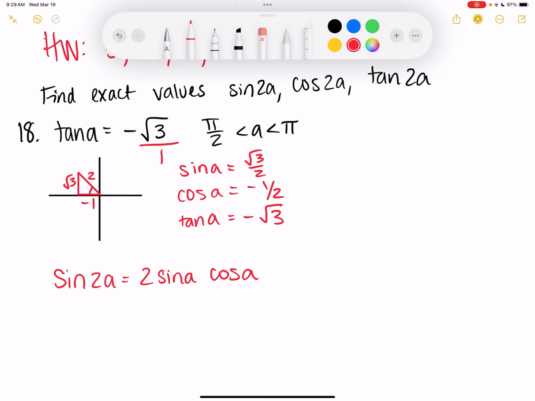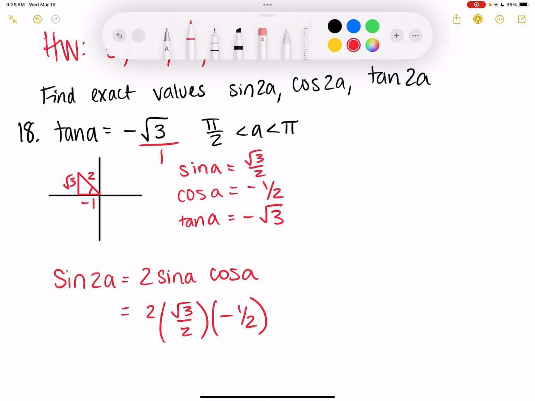We already know what sine of a is, right? We've already found these things. So this is 2 times root 3 over 2 times negative 1/2. Are we allowed to put these in our calculator? So we don't have to write it.